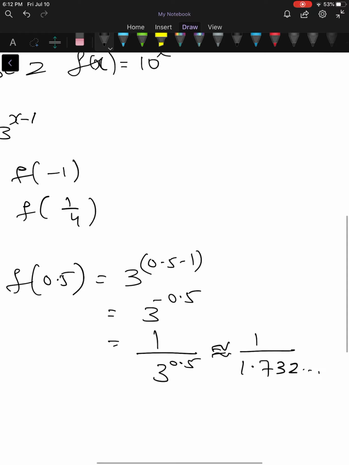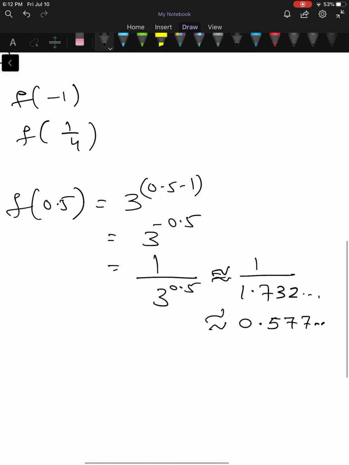You get this to be equal to 1 over 1.732 and something. This is approximate, so 1 divided by the answer is nothing but approximately equal to 0.577 and so on, so that can be written as 0.58 or 0.578. So you can approximate it the same way.